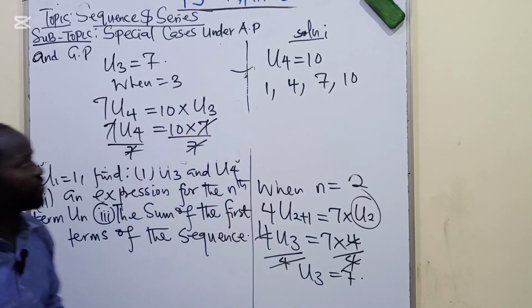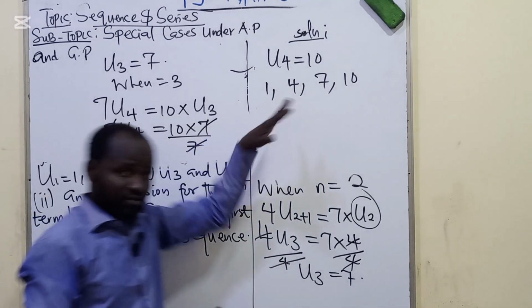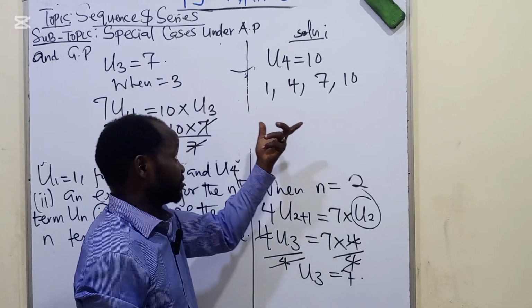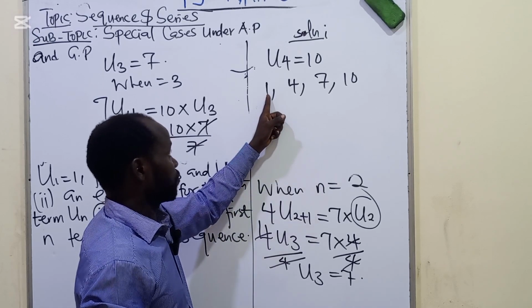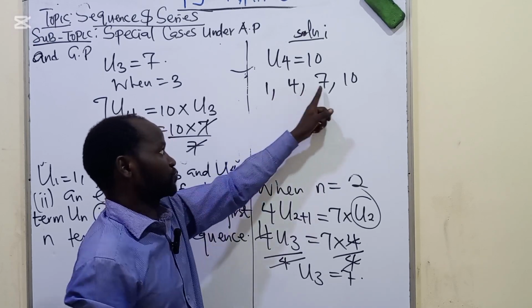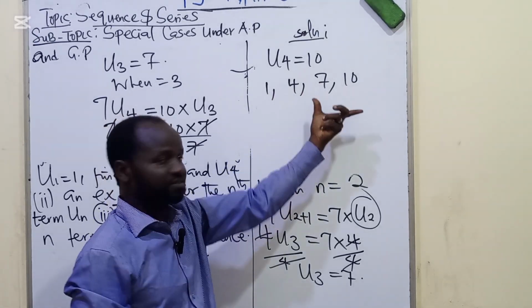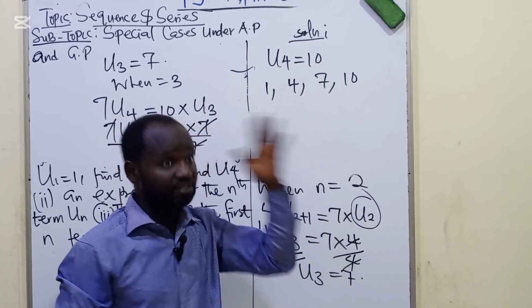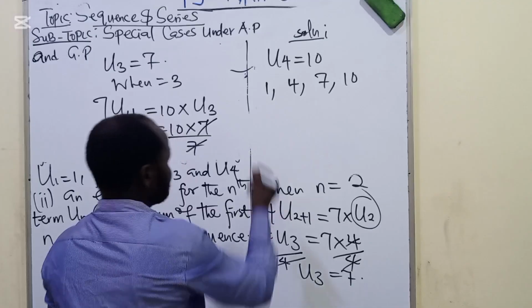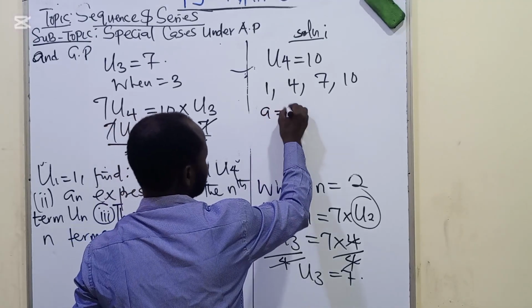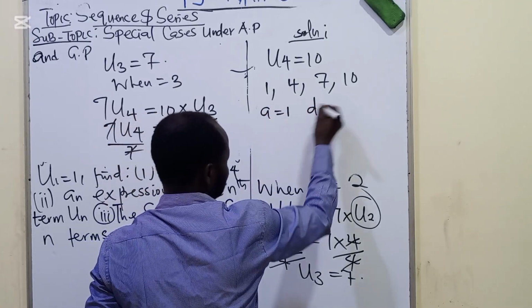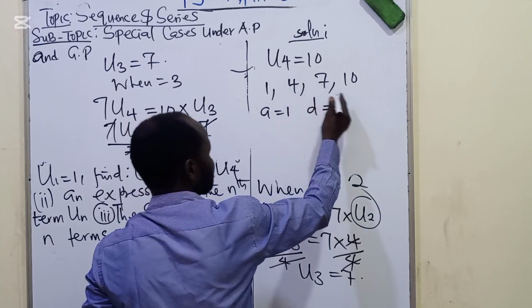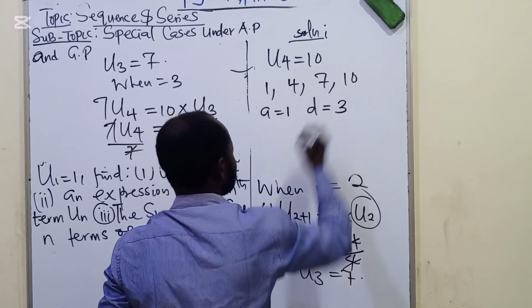Let's look at the behavior of this sequence. Is it a geometric progression or an arithmetic progression? From 1 to 4, from 4 to 7, from 7 to 10, it is increasing by 3. The common difference is 3. This is an arithmetic progression. So we know that our first term is 1, and the common difference is 4 minus 1, which is 3.